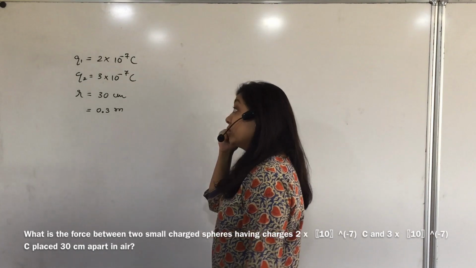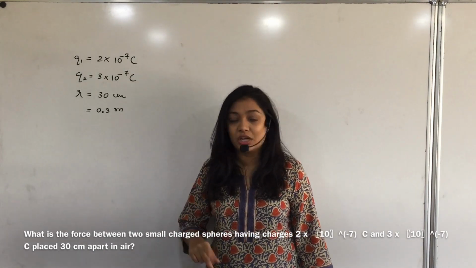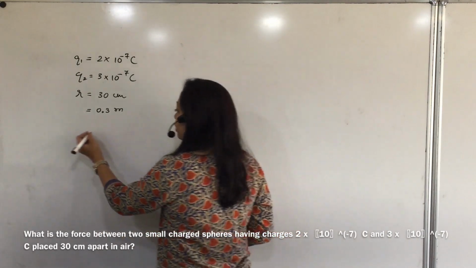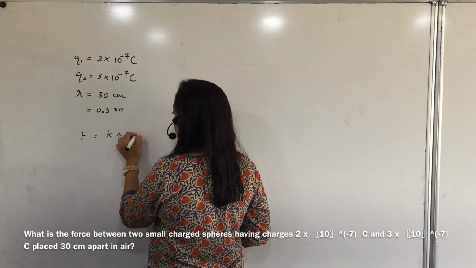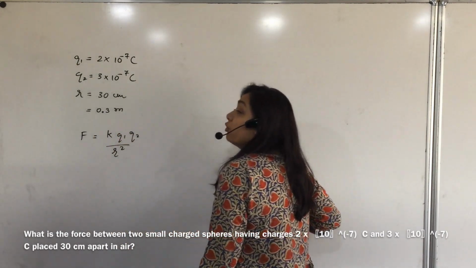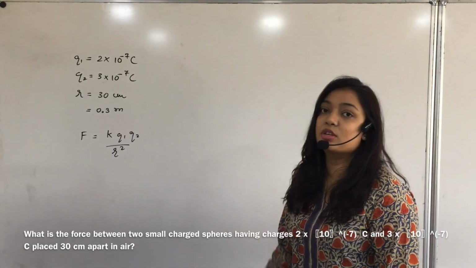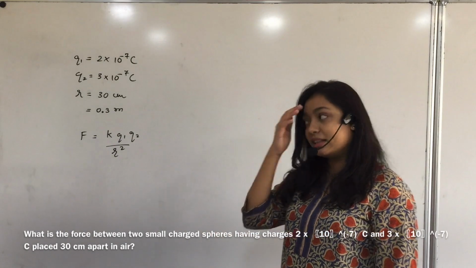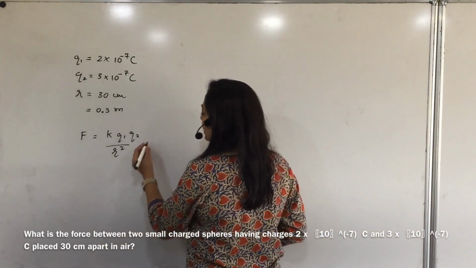We are supposed to find out the force, Coulombian force between these two charges. So the Coulombian force formula we already know, K Q1 Q2 upon R square, or you can simply write 1 upon 4 pi epsilon 0, which denotes K, then Q1 Q2 upon R square. We directly know the value of K, so we can directly put it up.